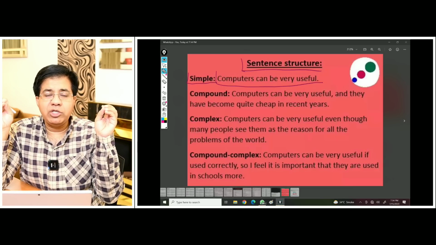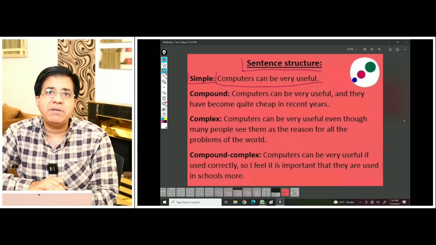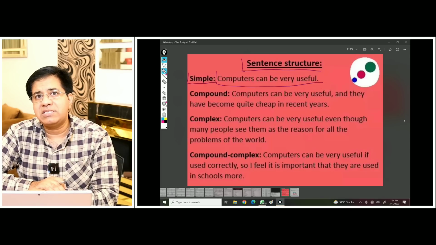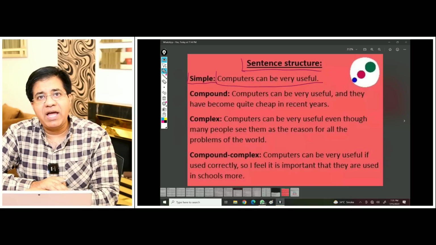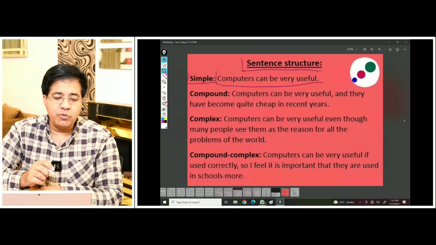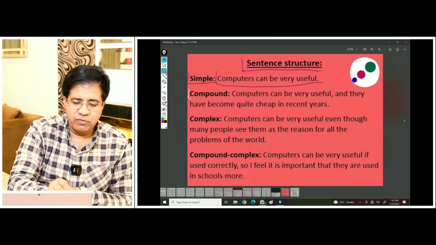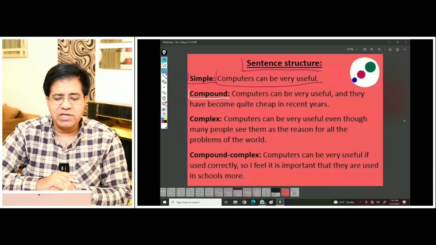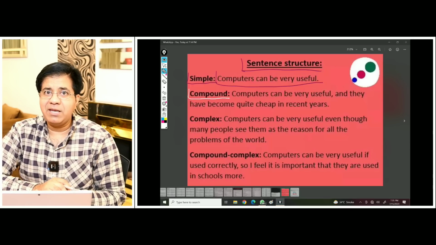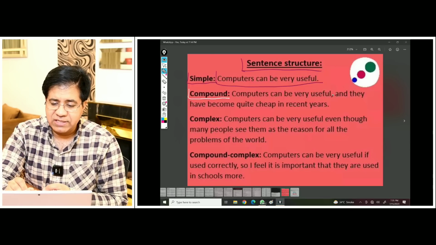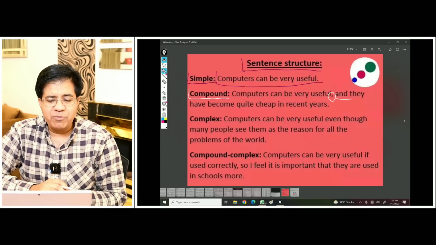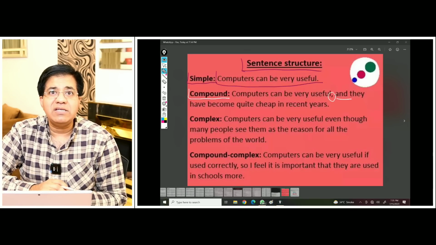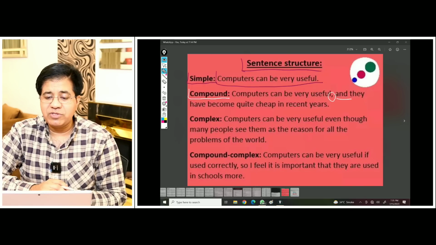Now, when we join 2 simple sentences, it becomes a compound sentence, and for band score 7 in speaking, 6.5 to 7 in writing, you need to make compound sentences. So we've got this compound sentence structure here. Computers can be very useful. Now notice there is a comma, and they have become quite cheap in recent years. This is a compound sentence.